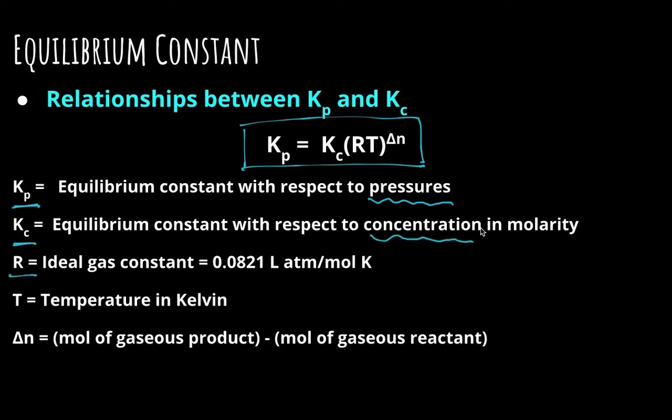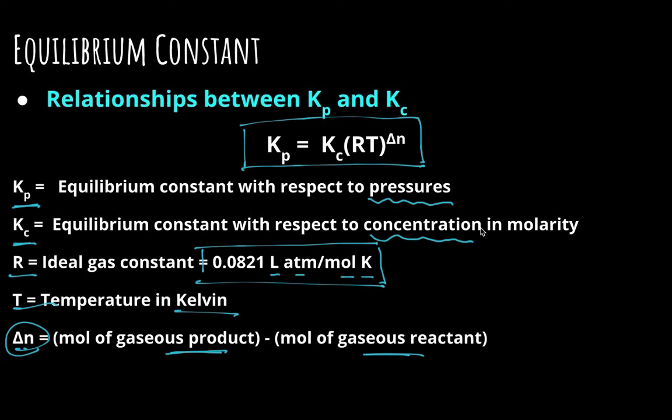R is an ideal gas constant, but notice this is a different R than what we used in the last unit. It's the same constant, but it's given with different units, so that's why the numerical value is a little different. This one is 0.0821 liter atmosphere per mole K. Temperature still has to be in Kelvin. And to get that delta N, you take the moles of gaseous product minus the moles of gaseous reactant. Basically you're just plugging these numbers in, but you have to make sure you know what all those different things mean.